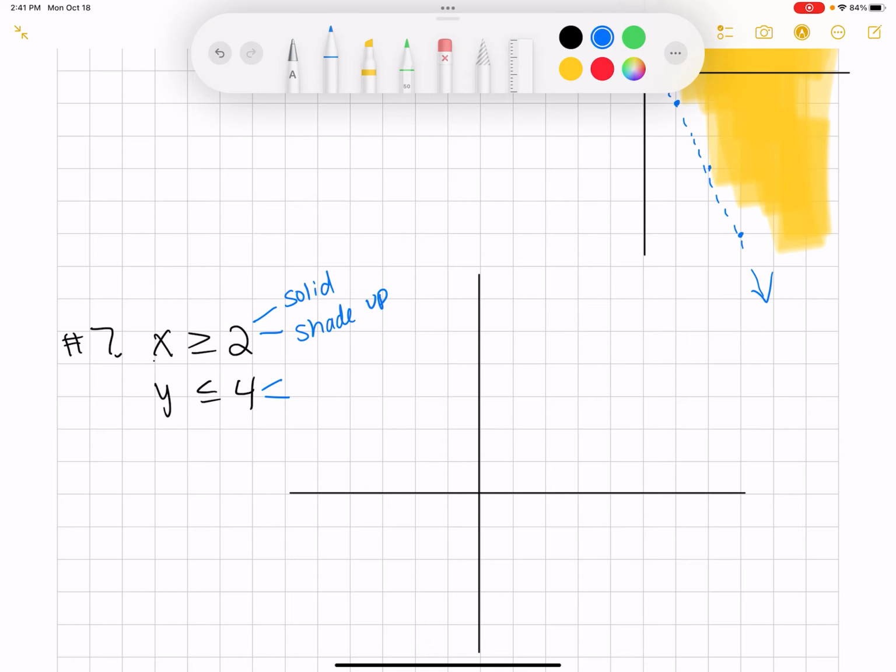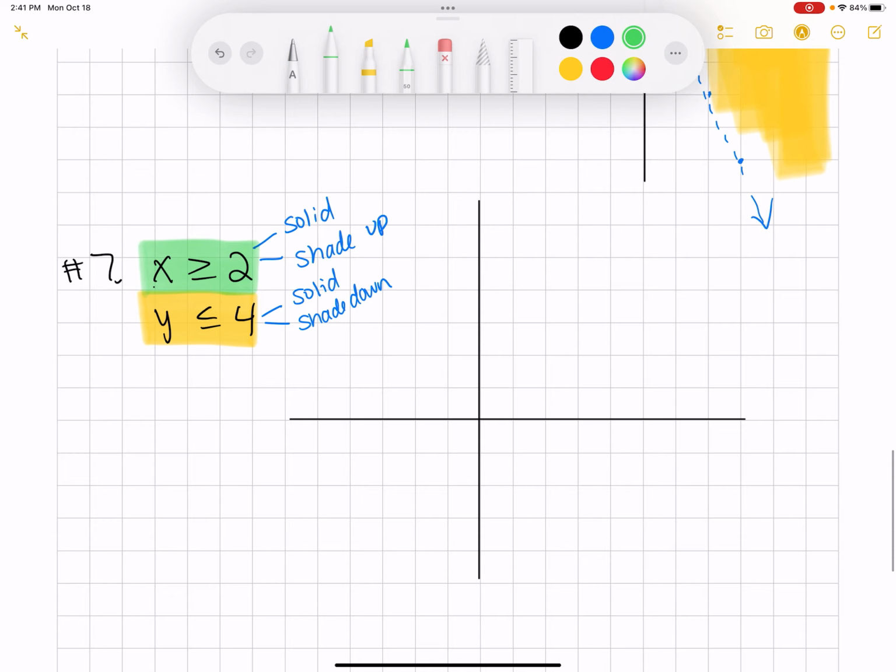All right, y less than or equal to 4, solid or dotted? Solid. Shade down. Thank you. All right, so I don't want to use blue. I'm going to do this x one in green, and then I'm going to do the y one in yellow. Okay. All right, so x is greater than or equal to 2. How do I graph something like that?